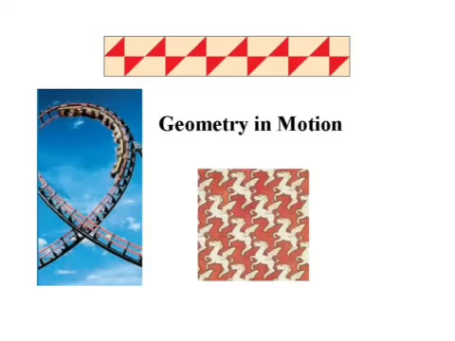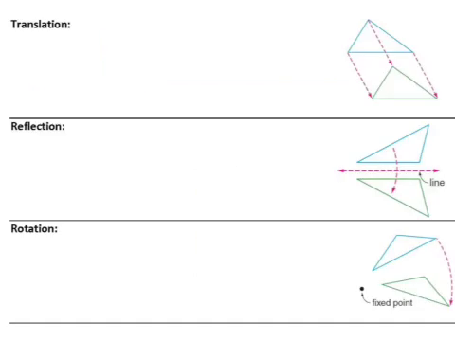Hey everyone! Today we are going to be learning about geometry in motion. We'll be describing motion in three different ways. Three different ways to describe motion are a translation, a reflection, and a rotation.